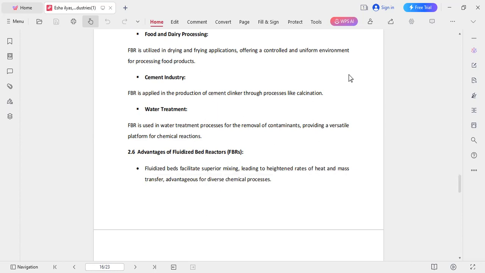Now moving toward the advantages of fluidized bed reactors. Fluidized beds facilitate superior mixing, leading to heightened rates of heat and mass transfer, advantageous for diverse chemical processes.